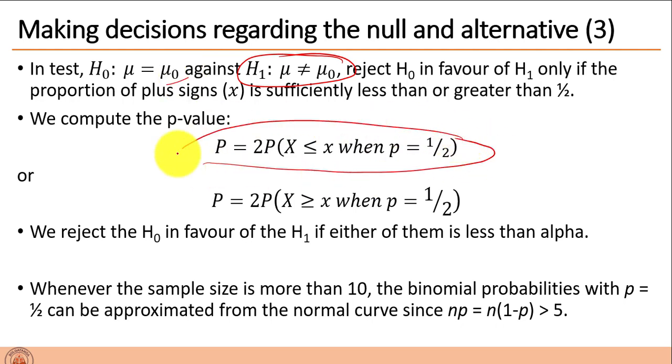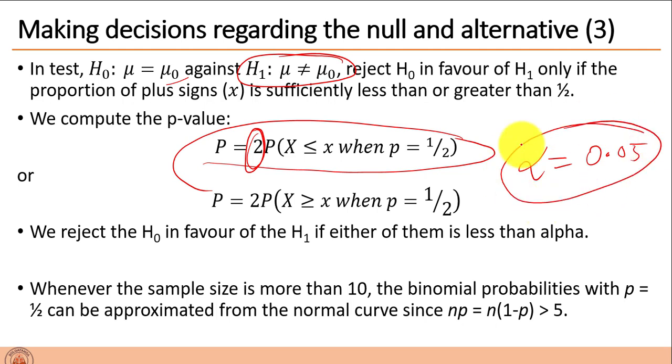Now you're seeing the difference here, that there is a 2 here. That's because it's two-way. Okay, so it's two-way, we multiply that by 2. So whether it's greater than or less than, we still have the same answer coming up. Multiply by 2 and you get your p-value. So in this case, we reject the null hypothesis in favor of the alternative if the p-value is less than alpha. And our alpha, we are setting to be 0.05, and that will help us to make our decision regarding rejecting or not rejecting the null hypothesis.